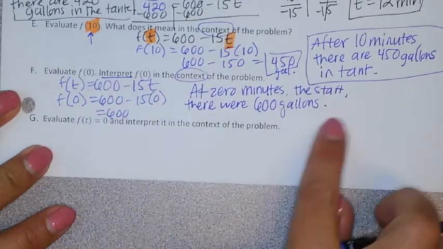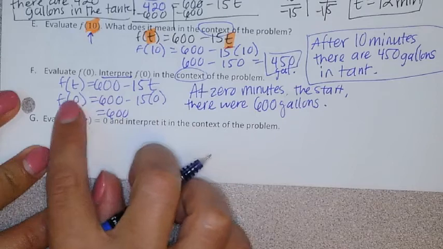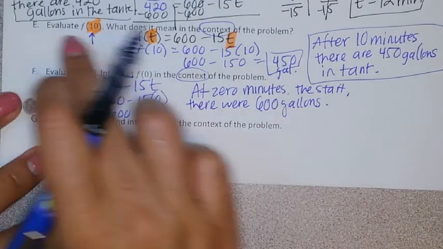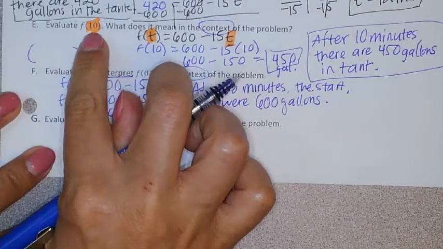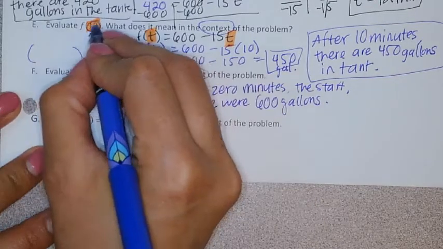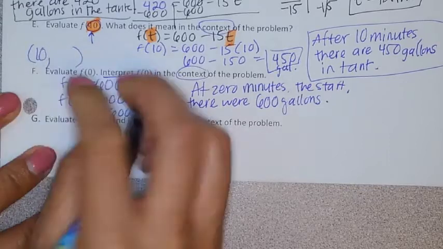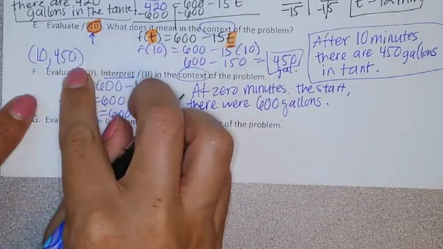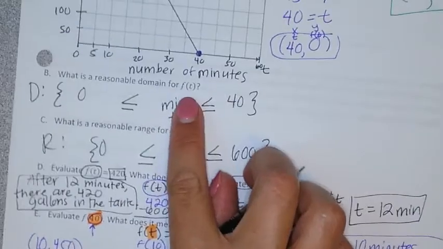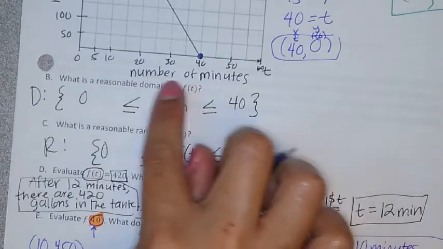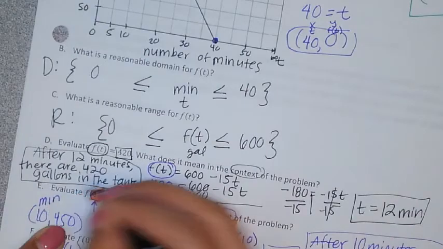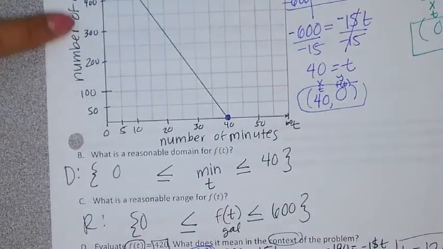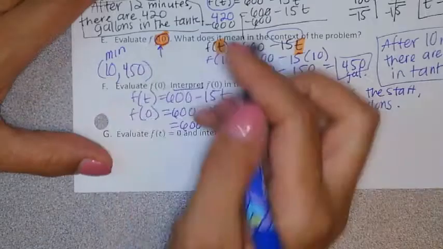If you have problems interpreting, whenever you evaluate, put it in a coordinate point. For example, for letter E, if I were to put this in a coordinate point, the 10 is in place of t, that's my x, and then I got 450. Use the graph to help you. 10 is the t or the x, so that's minutes. You will label here minutes. 450, according to my graph, the y is number of gallons.